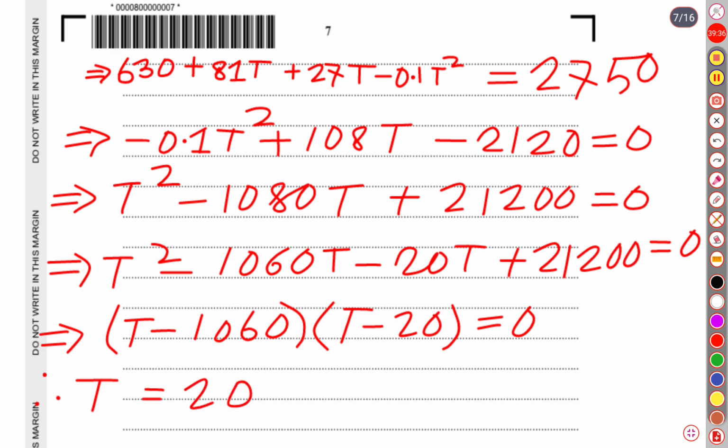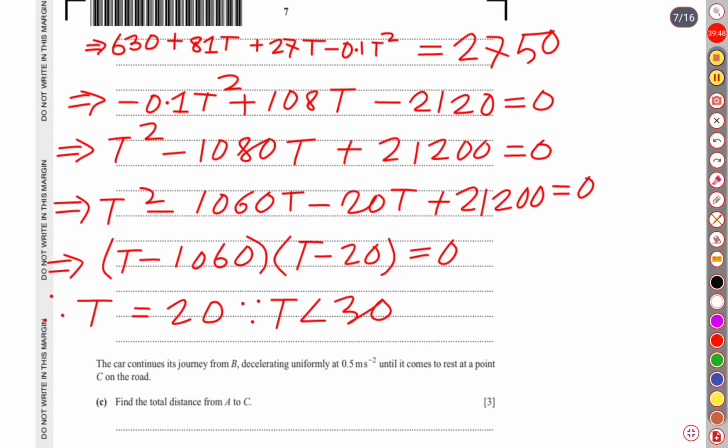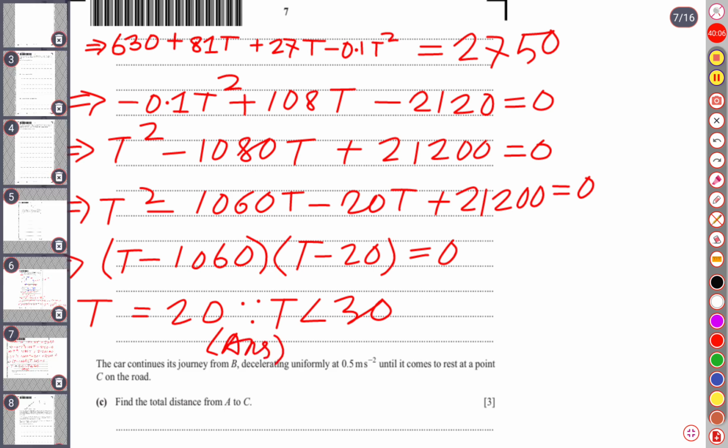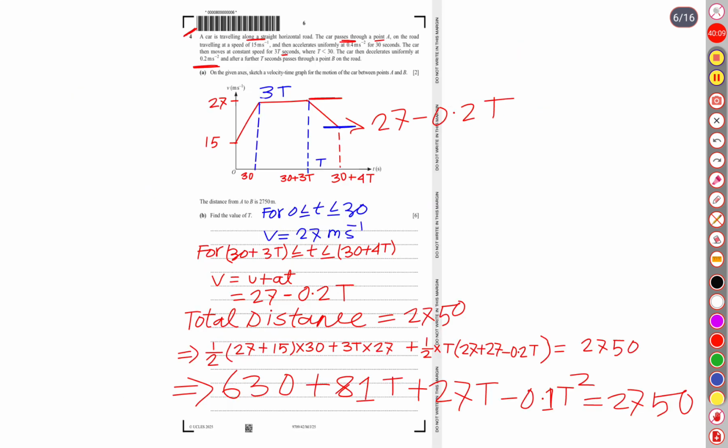Now you may ask how can we reject the other value, since T is less than 30. I am going to show you the part of this condition. Hence our T is 20. The answer, they have told us to find the value of T. So which is our answer? It is our answer. Let us see whether they have told us to find T or not. Yes, they have told us to find the value of T.